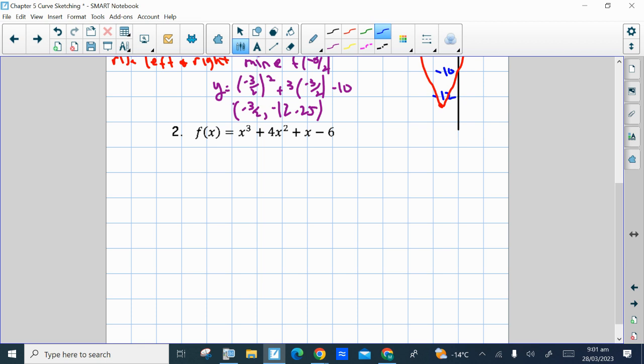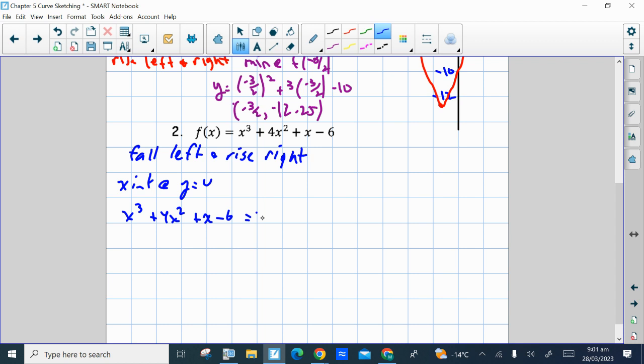Once again, the initial term coefficient is +1, so this graph will fall to the left and rise to the right. Our x-intercepts will be defined by letting y equal 0. So it's where x cubed plus 4x squared plus x minus 6 equals 0. And our potential integral zeros are plus and minus 1, 2, 3, and 6. They come from that constant term.